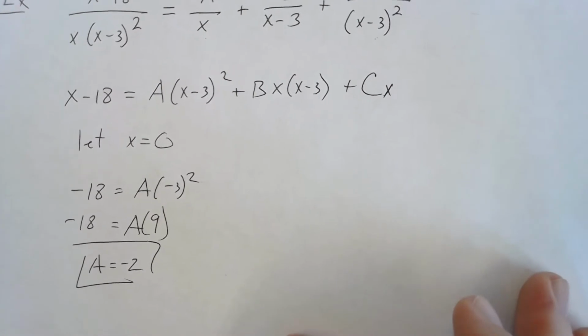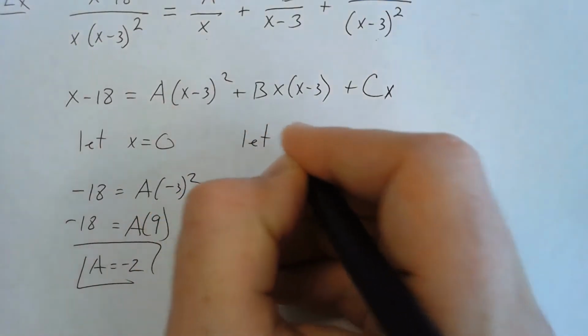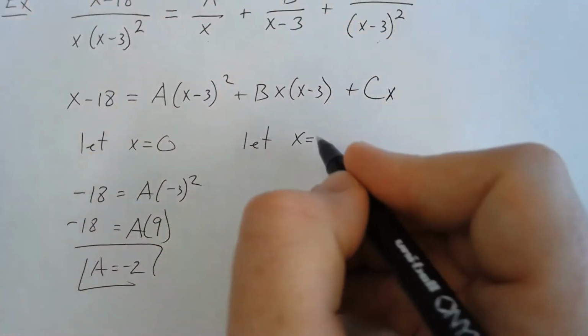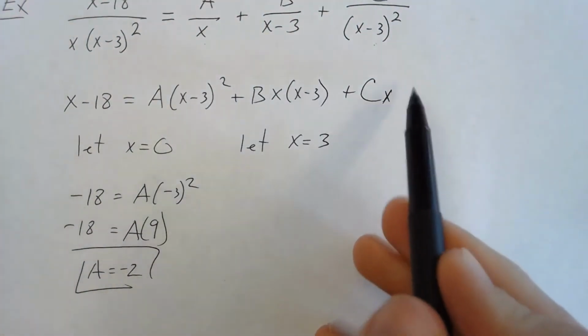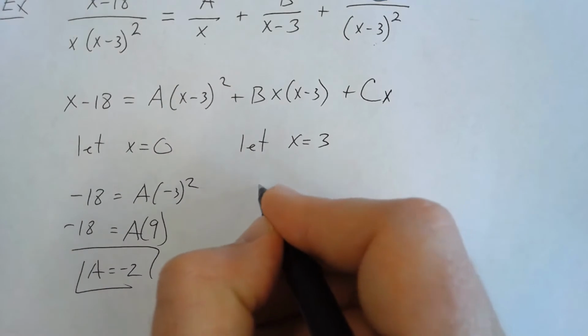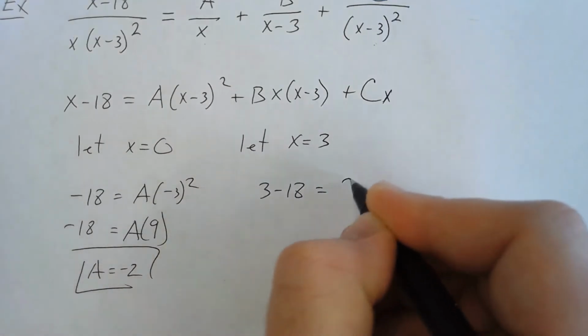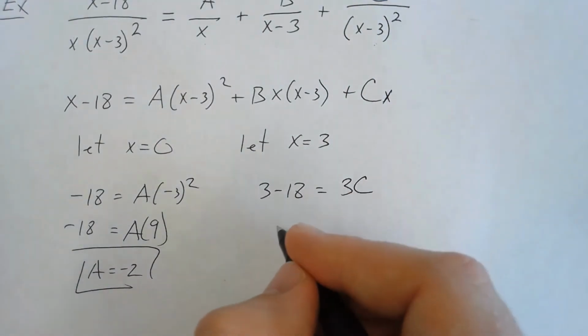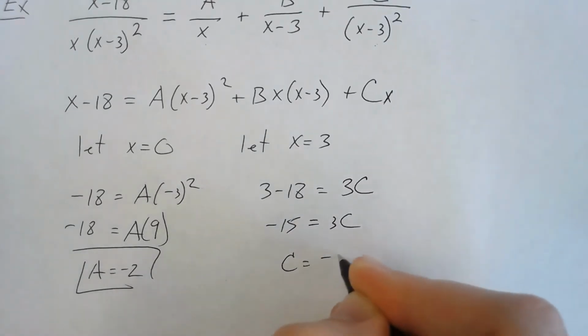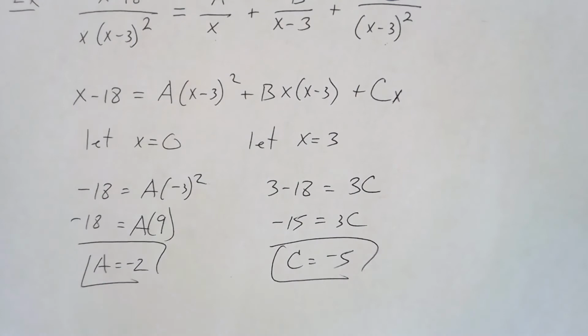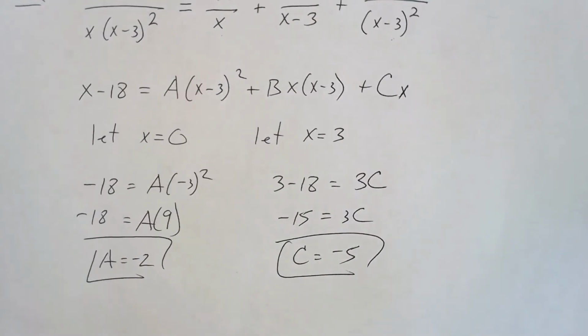The next step I'm going to do is I'm going to try and pick x equal to another value that seems to make things nice. So in this case, 3. If I pick x equals 3, you'll notice this term and this term go to 0, and this term is left over. So this time I'm going to have 3 minus 18 is equal to 3 times c. 3 minus 18 is going to be negative 15 equals 3c, and therefore c is equal to negative 5. Hey, that was real smooth, picking those two numbers very particularly. Again, it's not magic, it's not random, it's very specific.